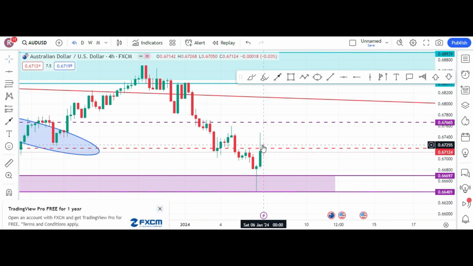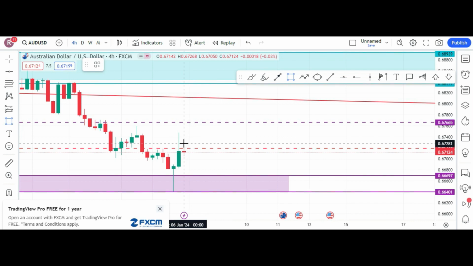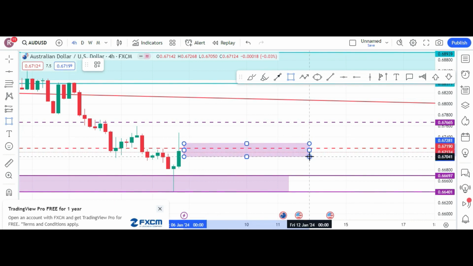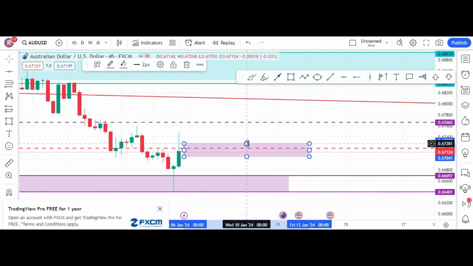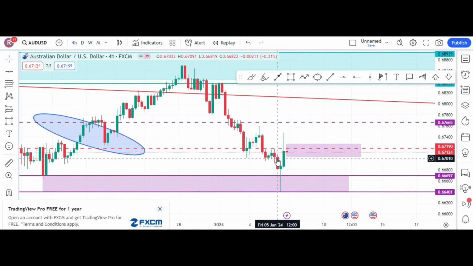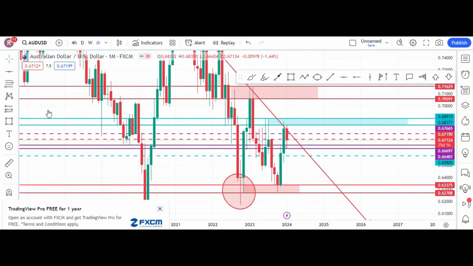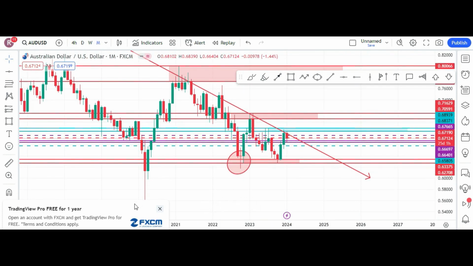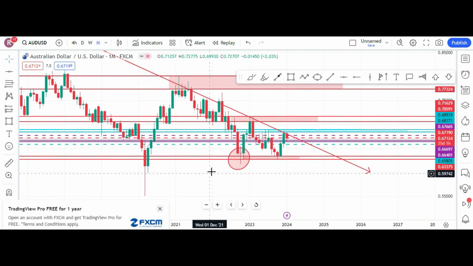We have the resistance here. So for next week we will consider this first. I am not going to go short at the moment. I am sorry to say that I am not going to go short, because if we go to monthly again, I told you clearly it is creating a lower low, higher low, higher low. So the monthly is coming like this.